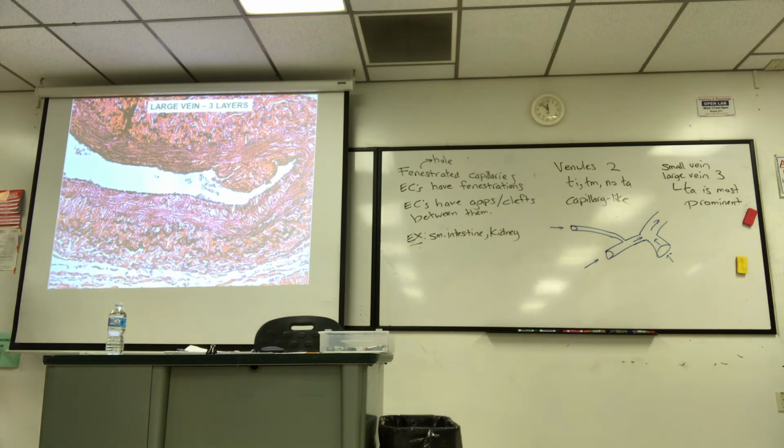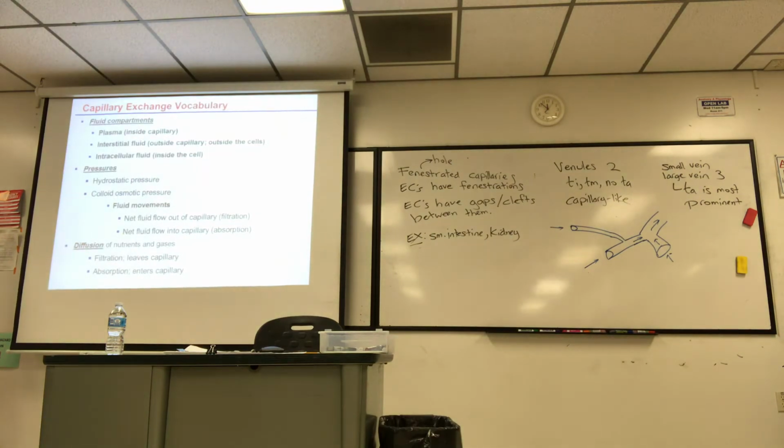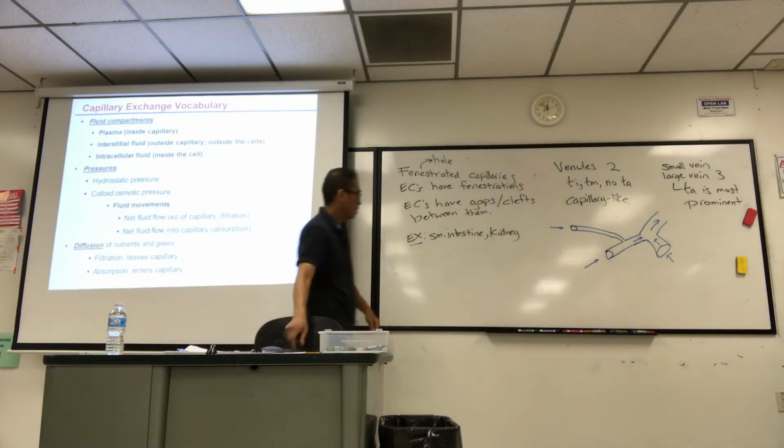Okay. Large veins have all 3 layers. Here they are labeled more clearly: TI, TM, TA. Okay, well anyways, those are the histological properties of veins.